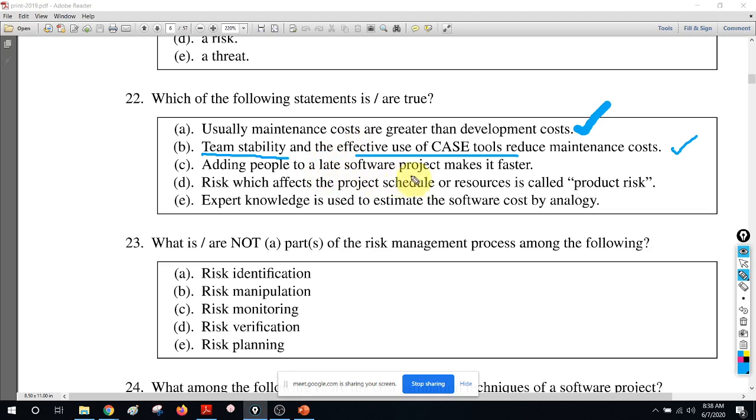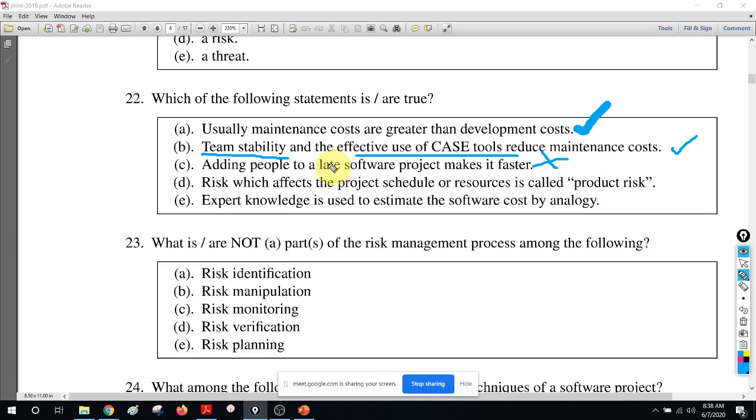Adding people to a late software project makes it faster? That is not going to work. That is a project management concept. There is no point adding people late. If you want to, add those people upfront, because otherwise they are going to struggle to understand the project and the design. Rather than helping us, we have to spend time helping them understand the project. Now we are wasting our time too, because new people were added late. So that is not going to help, right?